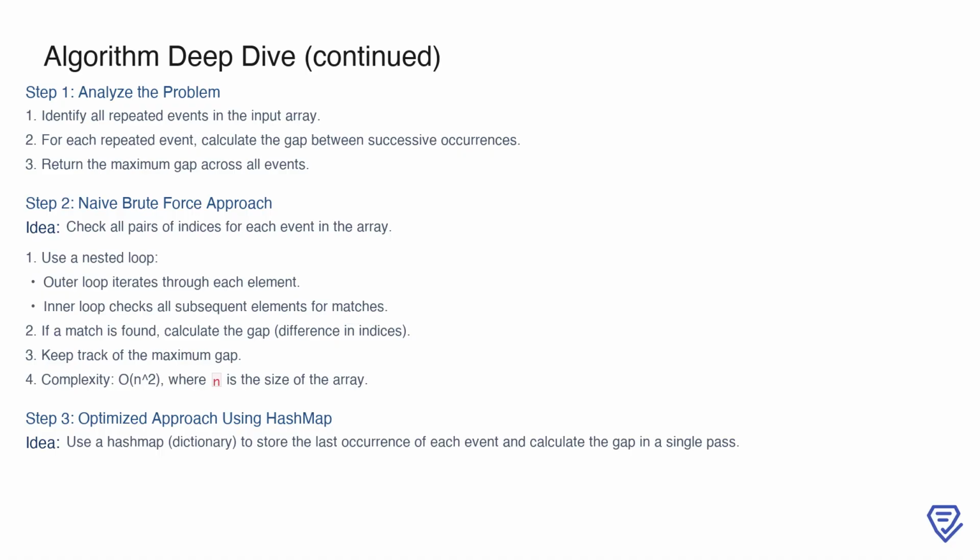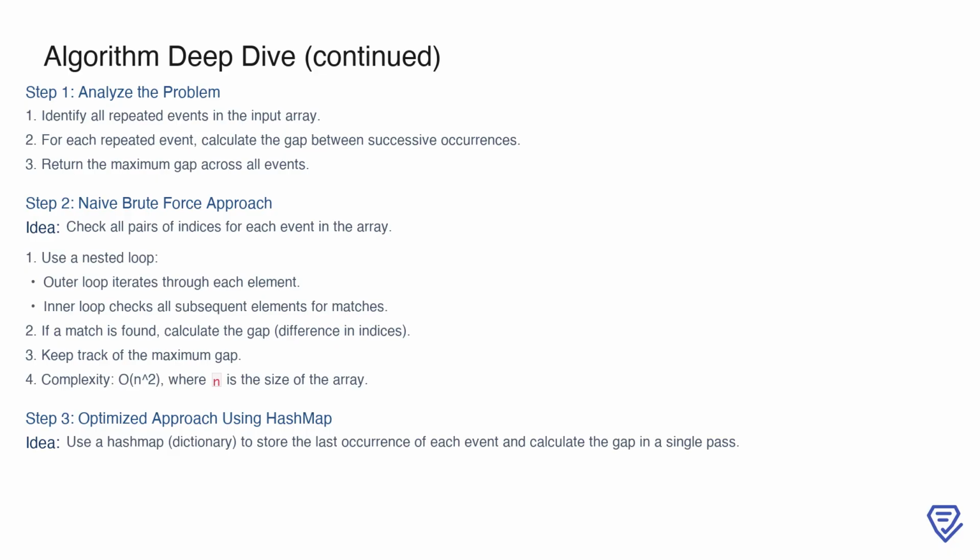First, we need to identify all events that are repeated in the input array. For each repeated event, we'll calculate the difference between successive indices where it appears. Finally, we return the maximum gap found across all events.